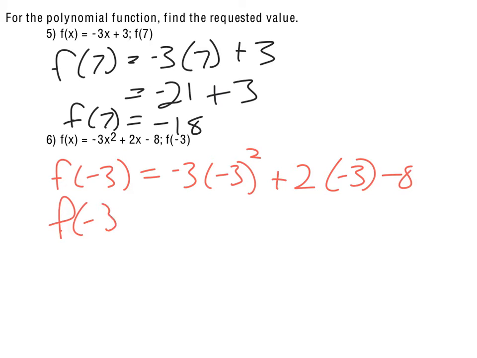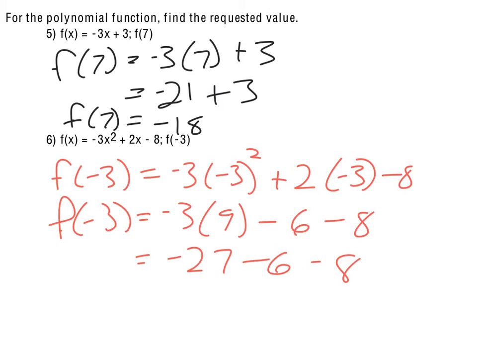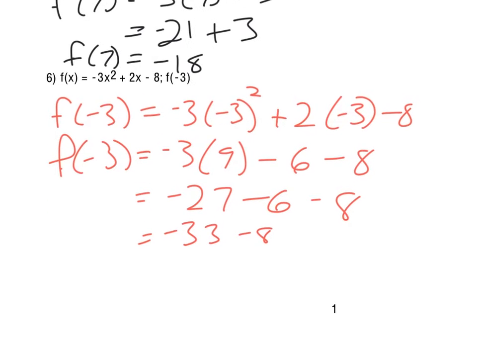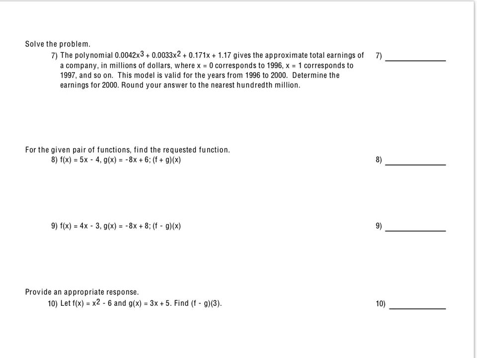So again, doing a little bit at a time here. Squaring the negative 3 gives me a positive 9. The 2 times the negative 3 would be a negative 6, so I'll go minus 6 and then minus the 8. So we get negative 27 minus 6 minus 8. So negative 33 minus 8. And so from there we would be looking at f of negative 3 would equal negative 41. So there we go. That's what that ends up with.